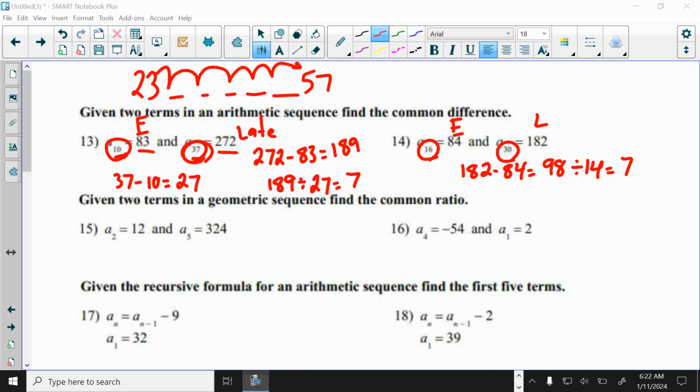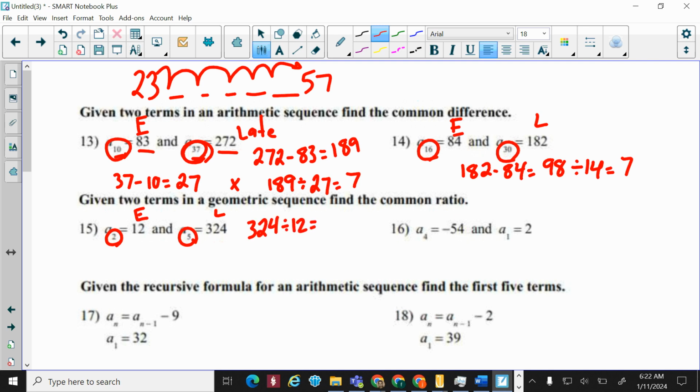All right, for questions 15 and 16, same concept except now it's geometric. Remember, geometric is when we're multiplying. This is the later term because it's the fifth place number, and this is the second place number, so this would be the early term. You take 324 and divide it by 12, just like we did on the last couple questions. 324 divided by 12 gives you 27. Now remember, you have to take the root. This is second place and this is fifth place, so off to the side, 5 minus 2 gives me 3. So I'm going to take the third root of 27, which gives me 3.